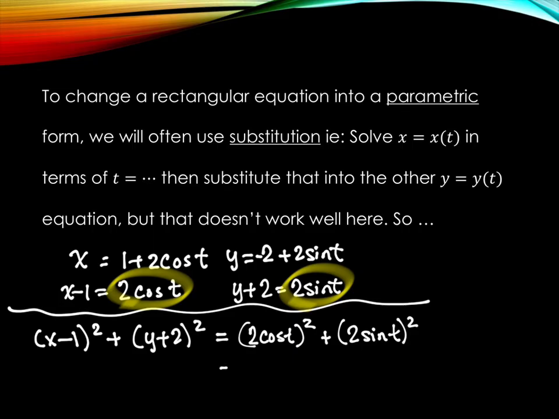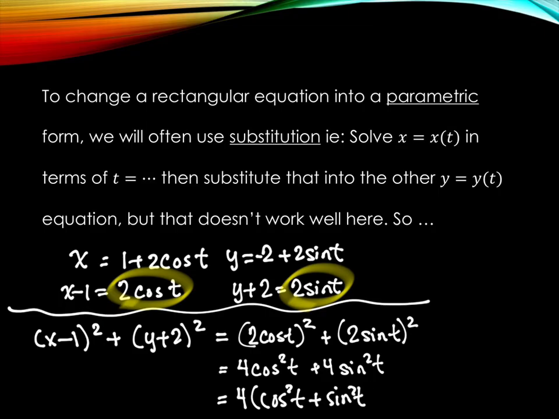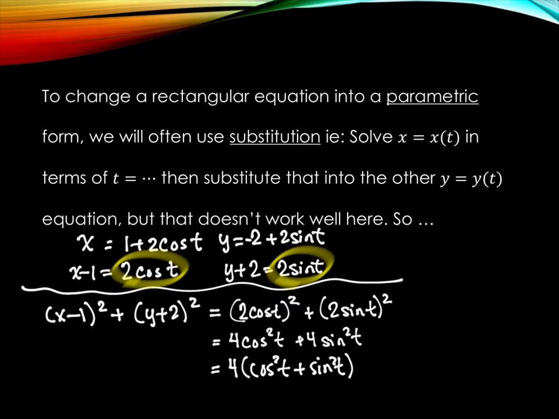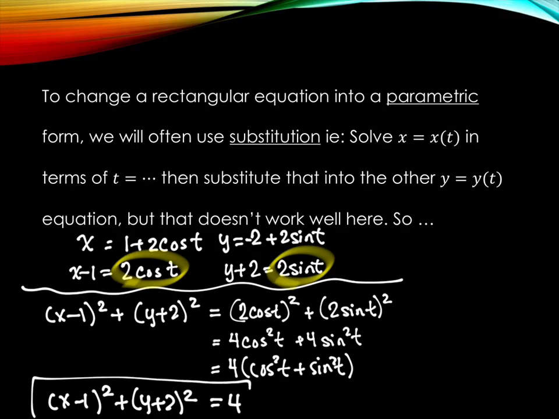So if I multiply these out, I get 4 cosine squared of t plus 4 sine squared of t. And what do you notice? You can take the 4 out, and you have cosine squared plus sine squared, which is a trig identity. And what is cosine squared plus sine squared? It's 1. So all of this will simplify into saying equals, well, 4 times 1, so 4. So I have x minus 1 squared plus y plus 2 squared equals 4.